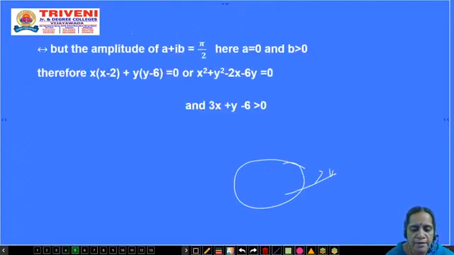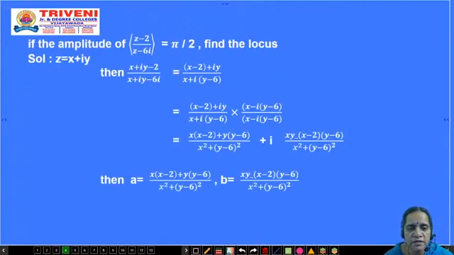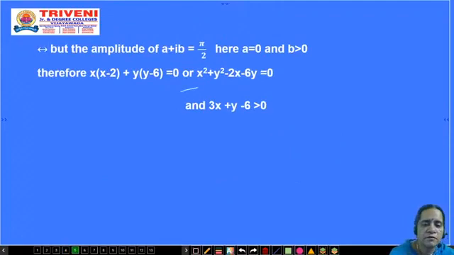Then we have to multiply and we can get the imaginary part is greater than 0. 3x plus 5 minus 6 is greater than 0. What we have to know is that the amplitude is pi by 2. Find the locus of z. Here is the value of the locus of z.